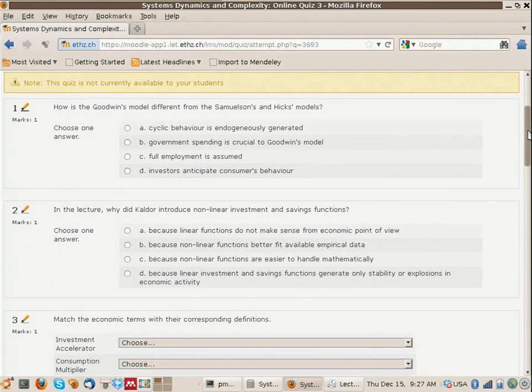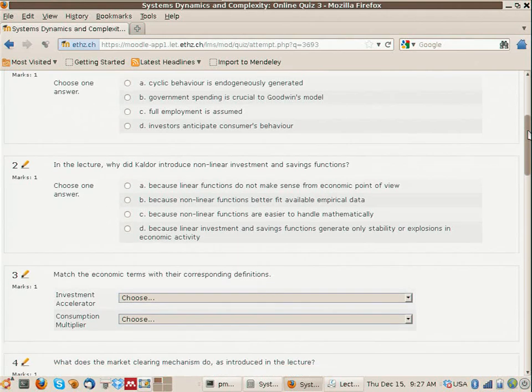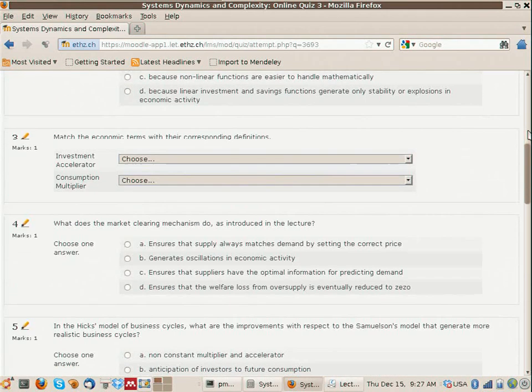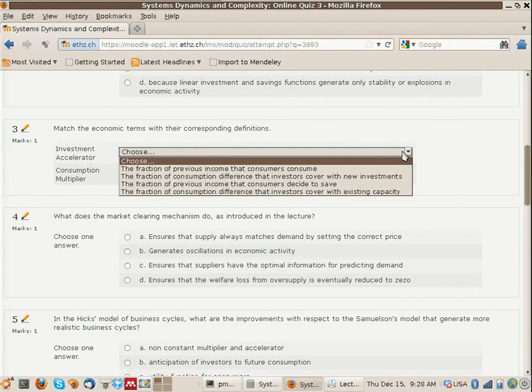How is the Goodwin's model different? Endogenous. It's the first endogenous model that we saw. Why did Kaldor introduce nonlinear functions? Because otherwise we don't get oscillations. Investment accelerator. So look at this. What is the investment accelerator? It is the fraction of consumption difference that is covered by new investment.